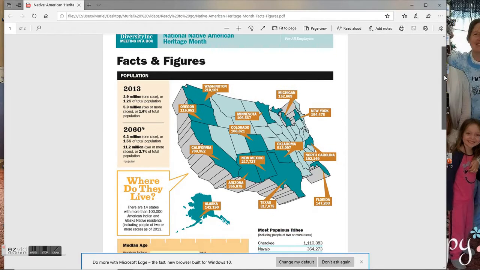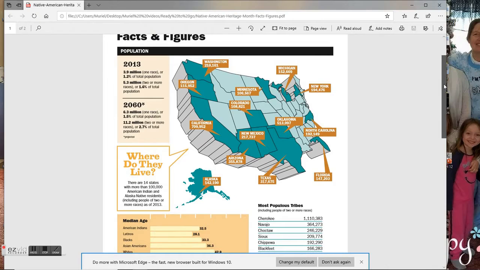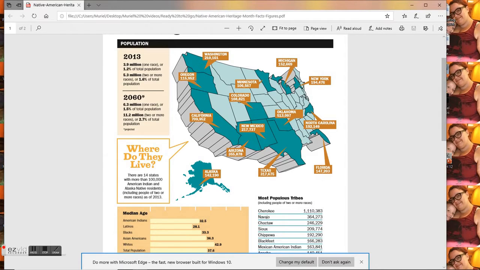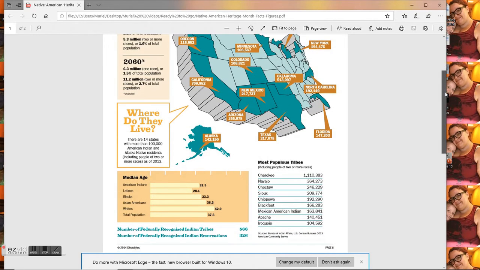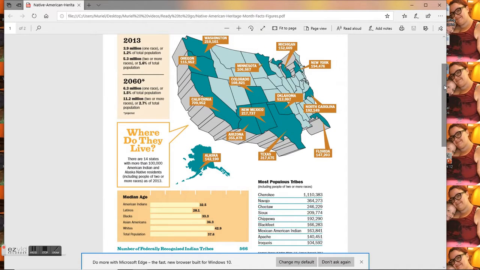So, facts and figures. Population. In 2013, 3.9 million, or 1.2% of the total population, and 5.3 million, two or more races, or 1.6% of the total population. By 2060, it is projected to be 6.3 million, or 1.5% of the total population, and 11.2 million two or more races, or 2.7% of the total population.